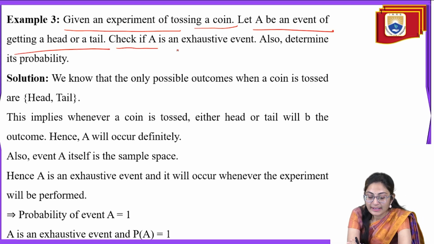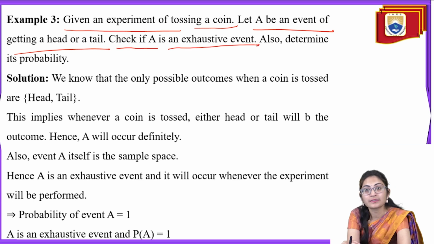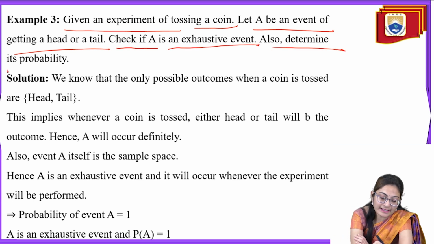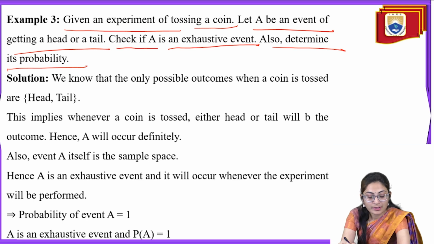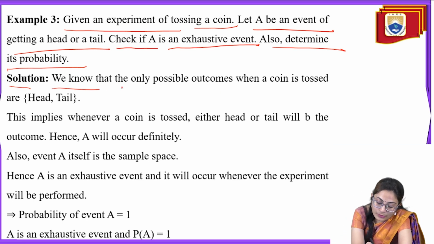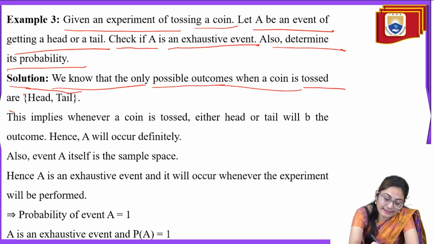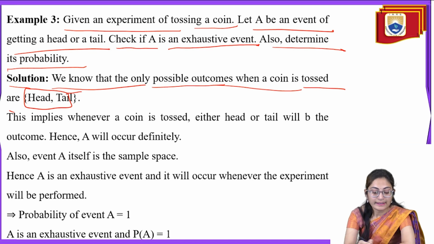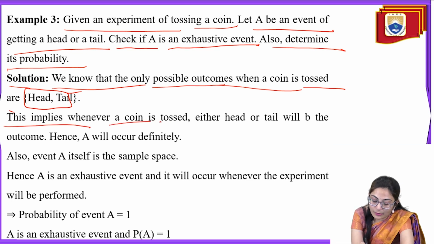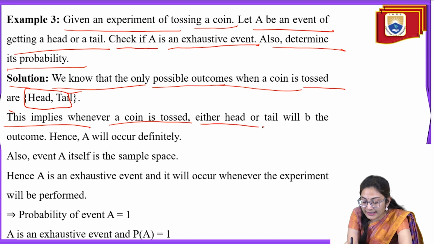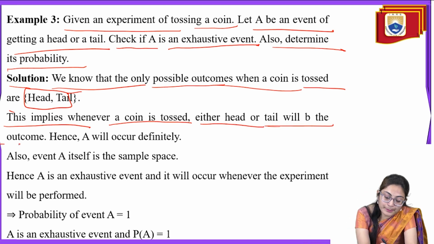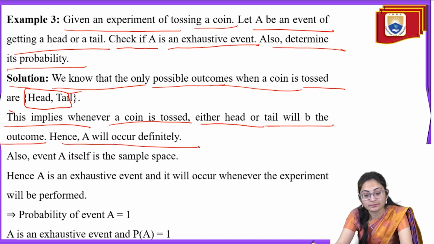Check if A is an exhaustive event. Also determine its probability. Now the solution is that we know that the only possible outcomes when a coin is tossed are head and tail. This implies whenever a coin is tossed, either head or tail will be the outcome. Hence, A will occur definitely.